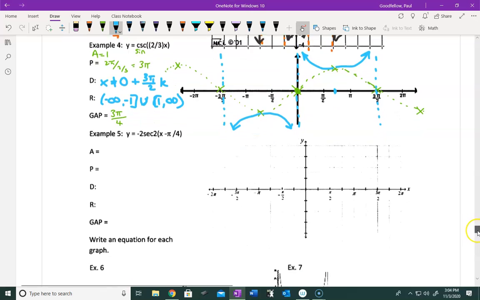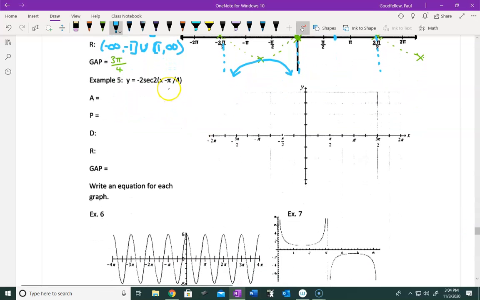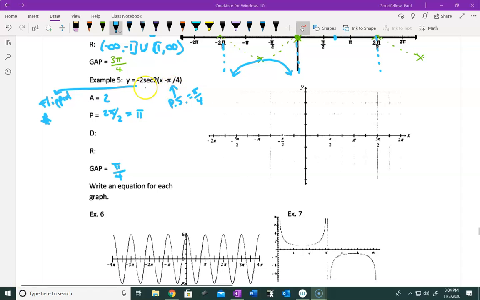Okay, the next graph down has a phase shift, so let's be a little bit careful on that concept. But I'm going to pause again. I'm going to show you the major values that you need. Now, a nice part of this particular graph is the fact that they did a couple of things for you. Negative is going to make it flipped. 2 is going to make the amplitude 2. But they did take the B value out.